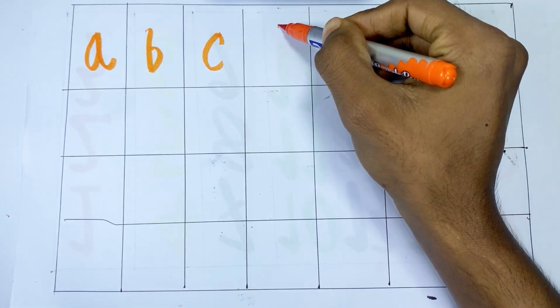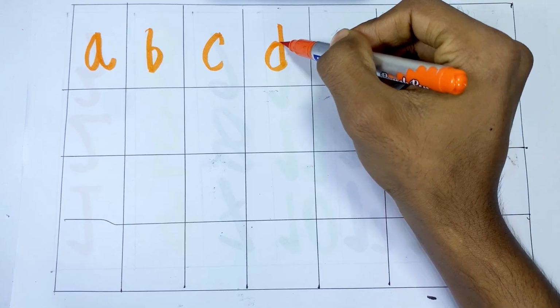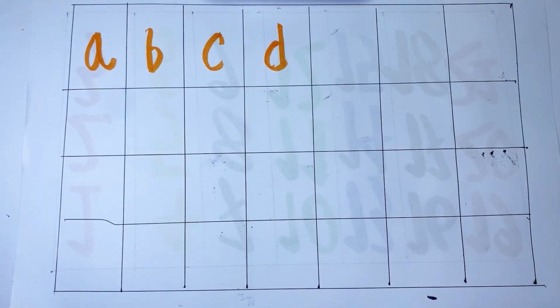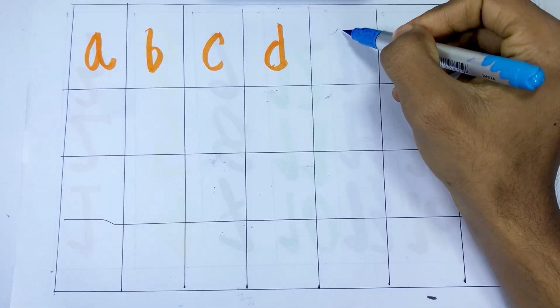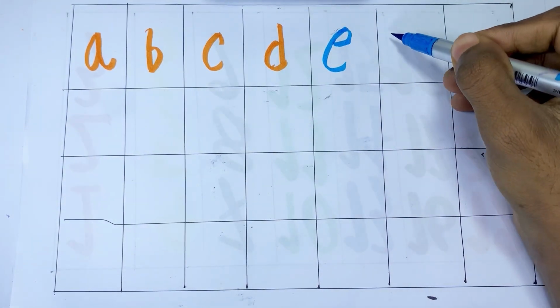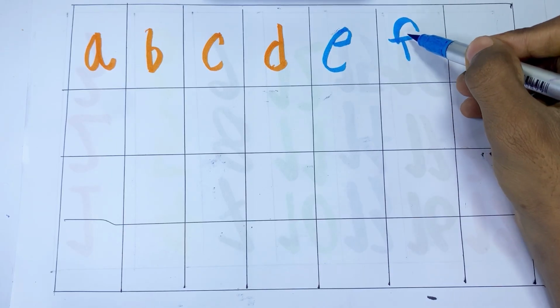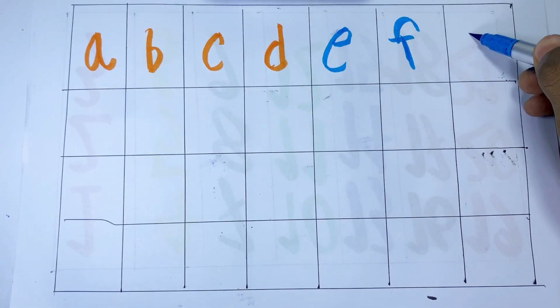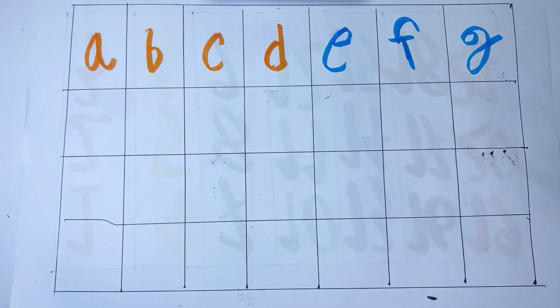C for cat. D for dog. Small letters alphabets of D. Now you draw E for elephant. F for fish. G for God. Small letters alphabets of G.